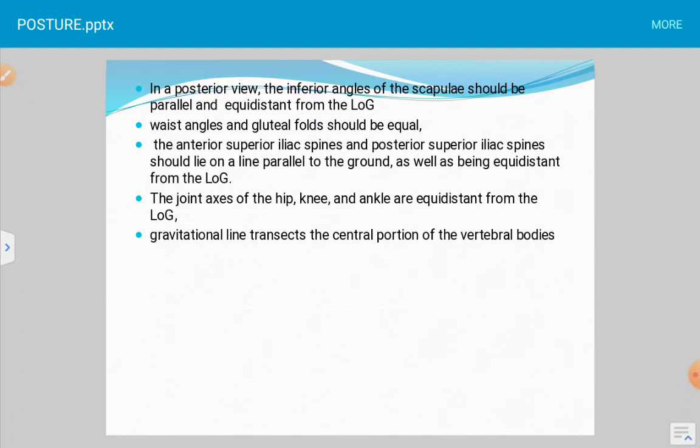Okay, the joint axes of the hip, knee and ankle are equidistant from the LOG. Okay, the line of gravity should be equidistant, same as the anterior view. And the gravitational line transects the central portion of the vertebral bodies. Okay, in the case of vertebral bodies, the line of gravity always transects the central portion of the vertebral bodies.